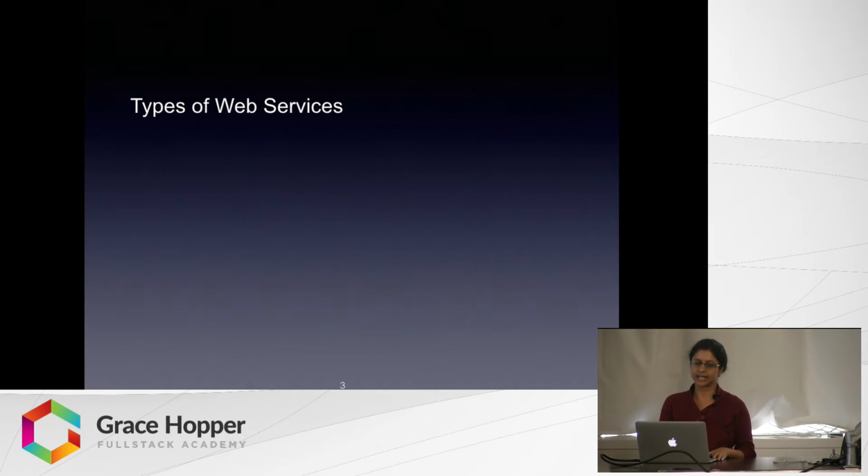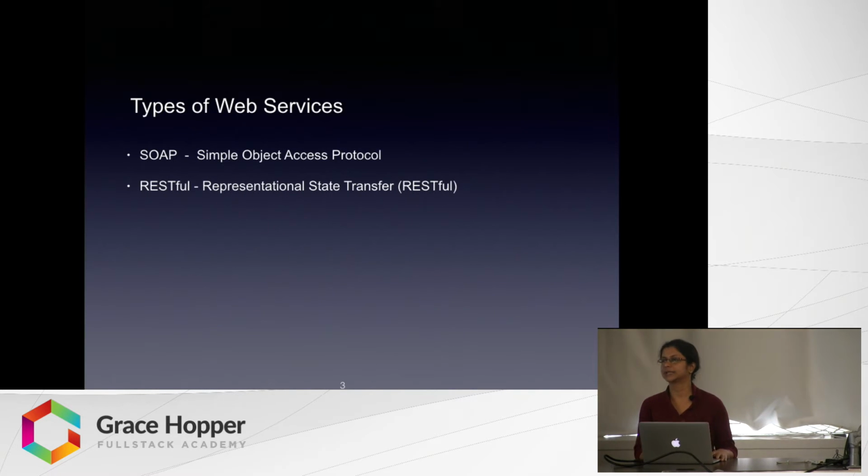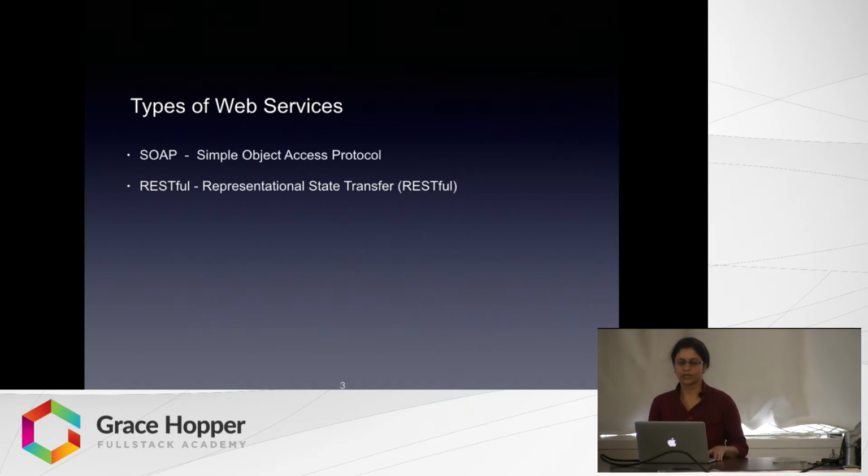So let's see the types of web services. The first one is SOAP, which stands for Simple Object Access Protocol. The second one is REST, which stands for Representational State Transfer. We'll see both of them in detail.